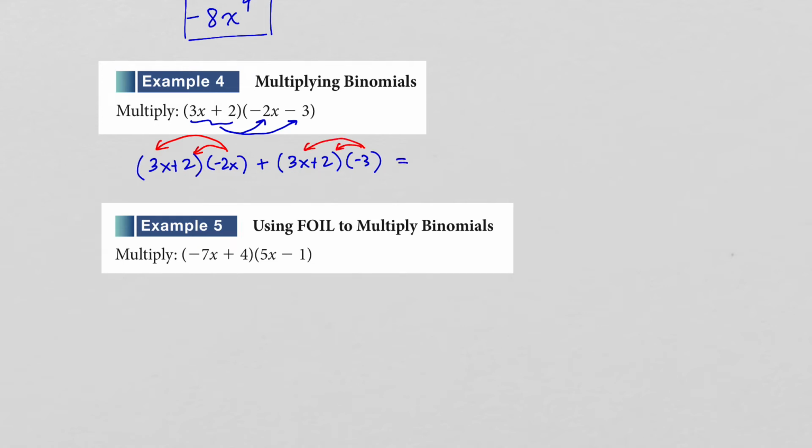So we end up getting 3x multiplied by -2x, which is -6x squared. +2 times -2x is -4x. And then in the second group, we have 3x multiplied by -3, that's -9x. And finally, +2 times -3 is -6. And then we just need to make sure we combine like terms. So in the end here, we have -6x squared minus 13x minus 6.